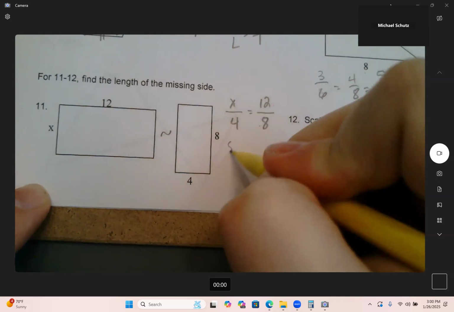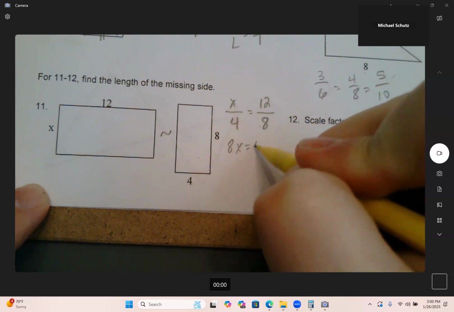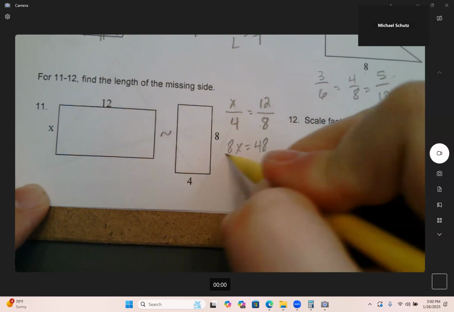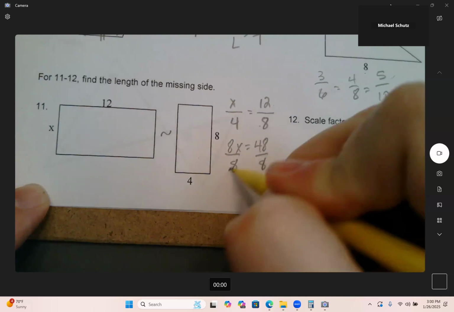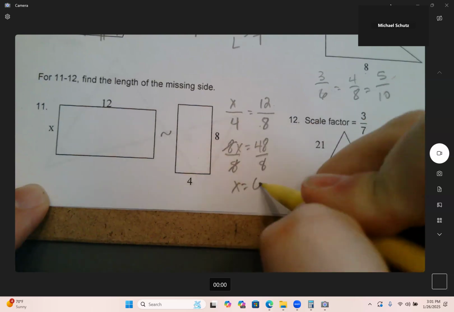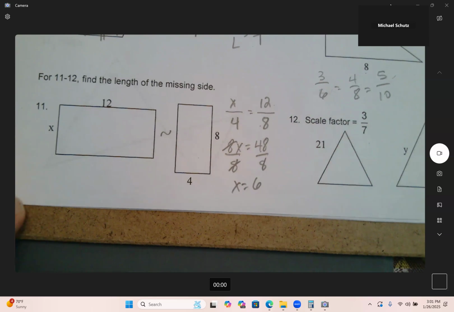x times 8 is 8x. 12 times 4 is 48. Divide by 8. 48 divided by 8 is 6. So x is equal to 6.